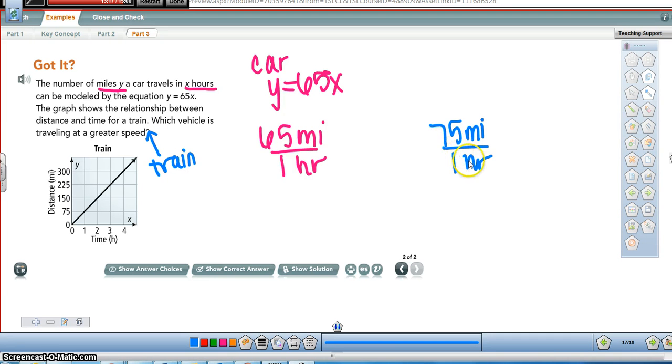If we wanted to write an equation for the train, we could write y equals 75x, as 75 is our constant multiple. We always multiply the number of hours times 75, and we get the number of miles, because the train is traveling 75 miles every hour.